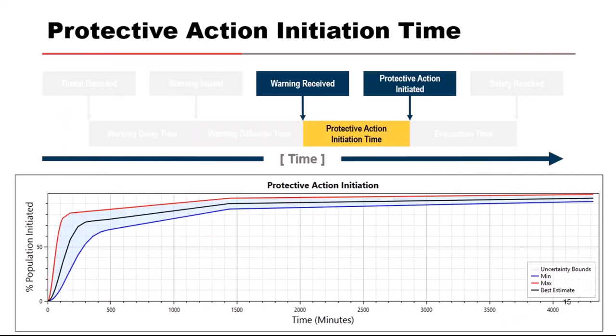And then the same with protective action. Based off of the research that's been done, we can come up with estimates of when somebody gets a warning, how long it is going to take them to take protective action and try to evacuate. That effort involves verifying the threat, information going out, getting your kids, gathering.